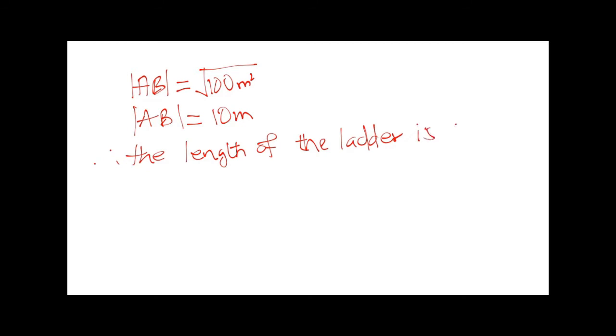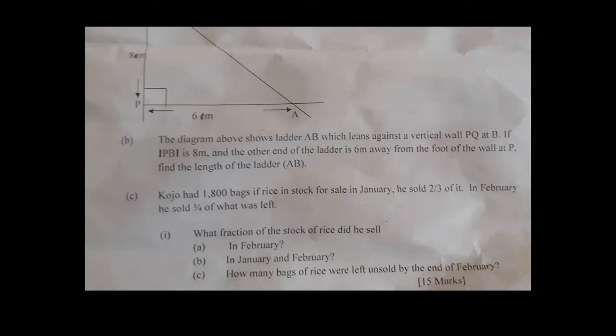So the last part of question 4. Kojo had 1,800 bags of rice in stock for sale in January. He sold 2/3 of it. In February, he sold 3/4 of what was left. We are finding what fraction of the stock of rice he sold in January and February, and then how many bags of rice were left unsold by the end of February.